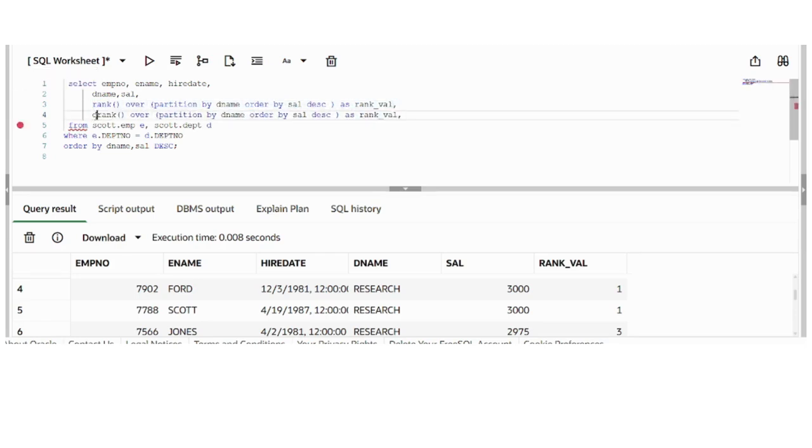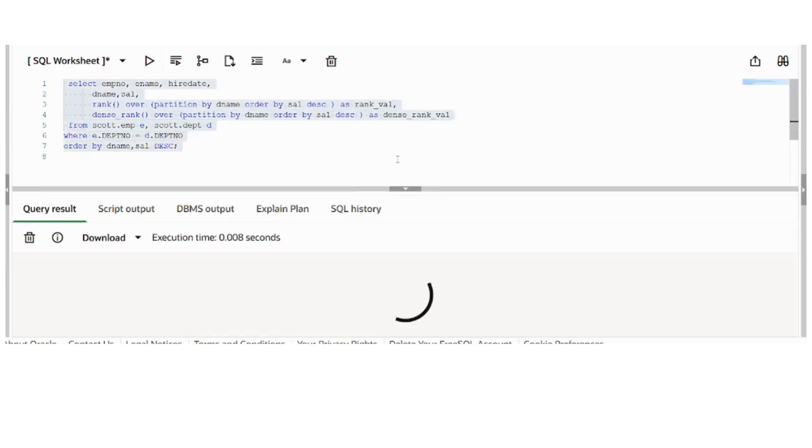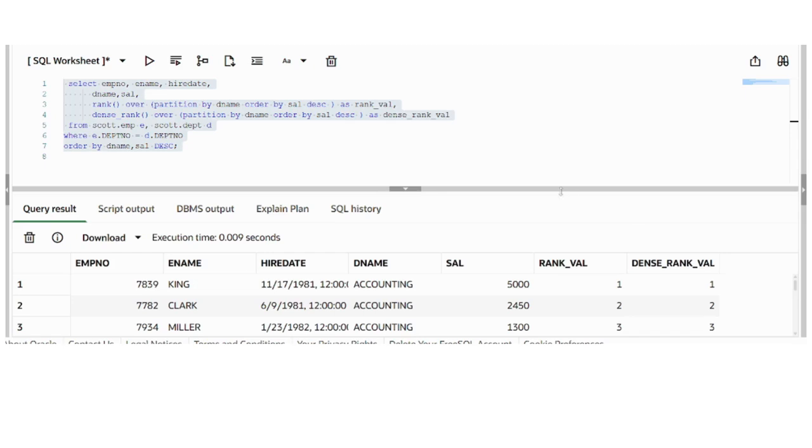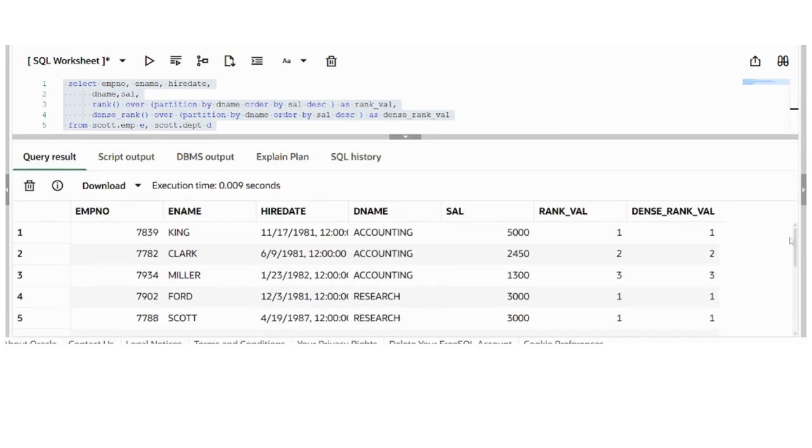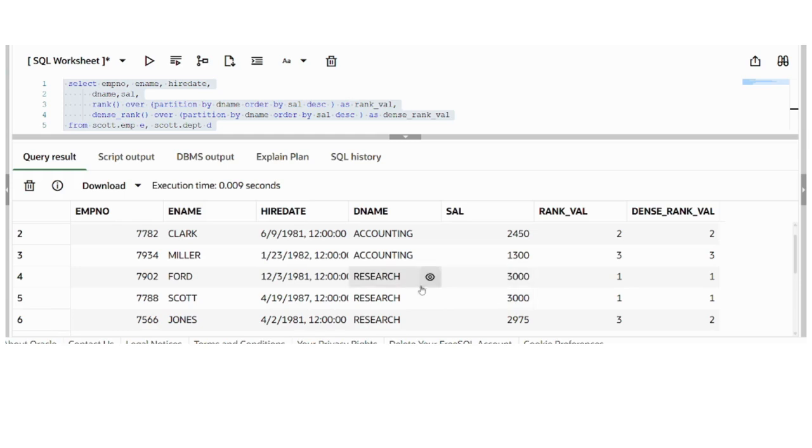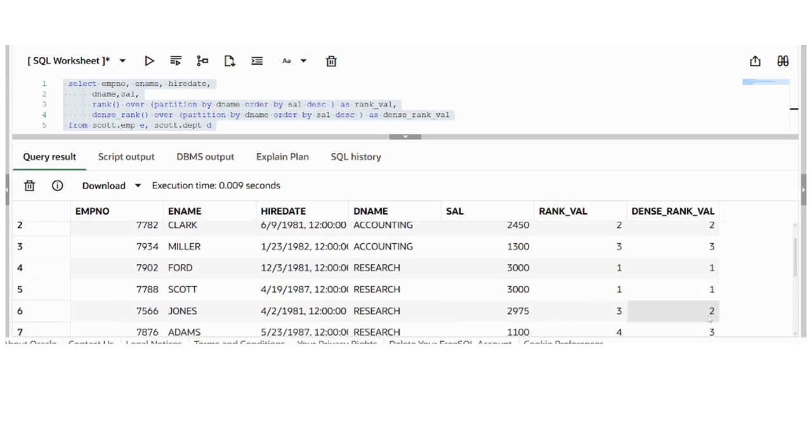Close to that is dense rank, which actually solves this problem. Let's look at the output. If I run this, for the first department it is same, but for the second, after 3000, it is marking the highest salaries as top rank 1 1, and the next one is marked as second, which was missing in the rank.